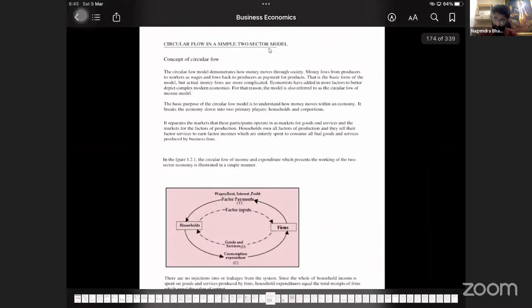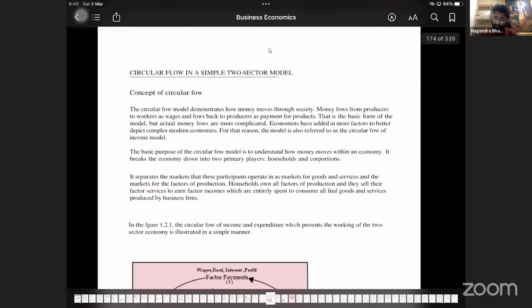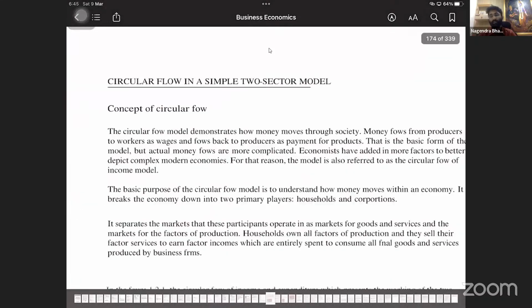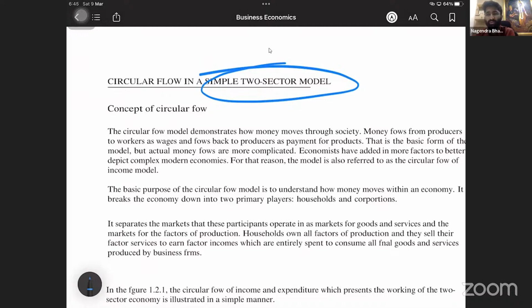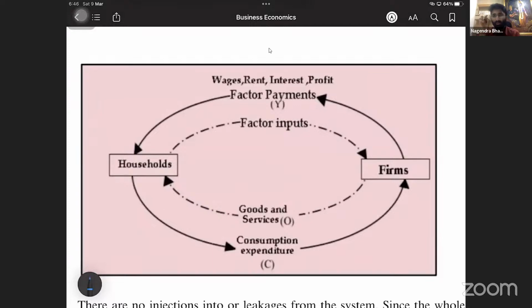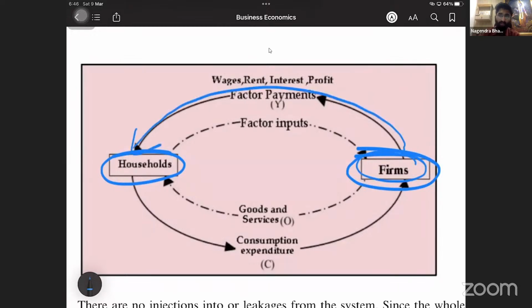First one, circular flow in a simple two-sector model. Directly go to this example. See, this is given in your textbook. Think that there are only two sectors. One is household, the second one is firms. Whatever is produced by firms will be given to household for spending, for which they will do the expenditure and they will pay money.